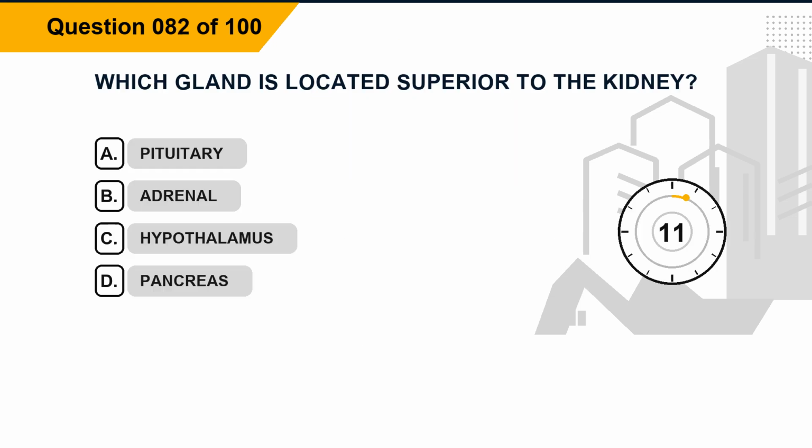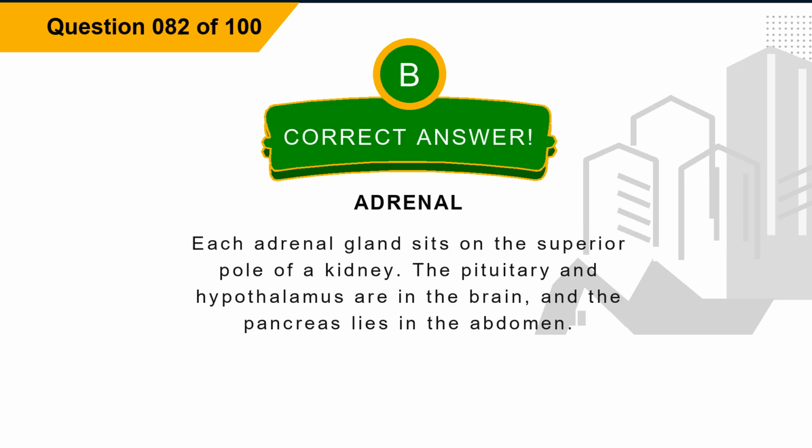Question 82. Which gland is located superior to the kidney? Option A, pituitary. Option B, adrenal. Option C, hypothalamus. Option D, pancreas. The correct answer is option B, adrenal. Explanation: each adrenal gland sits on the superior pole of a kidney. The pituitary and hypothalamus are in the brain, and the pancreas lies in the abdomen.